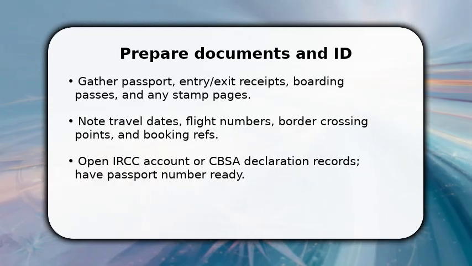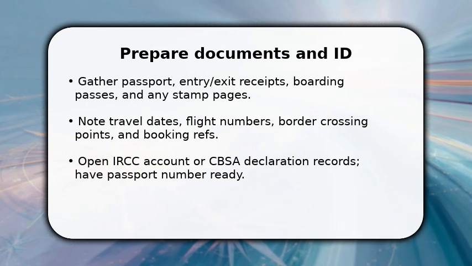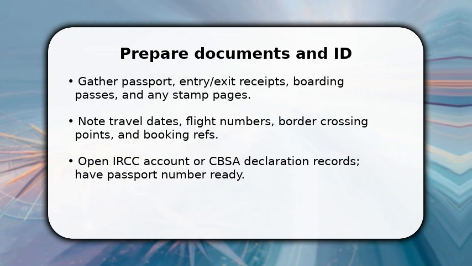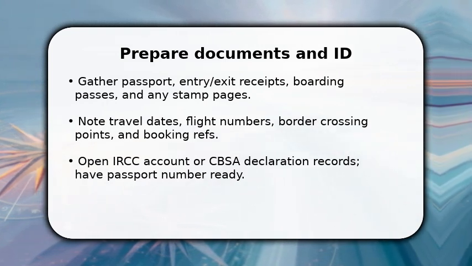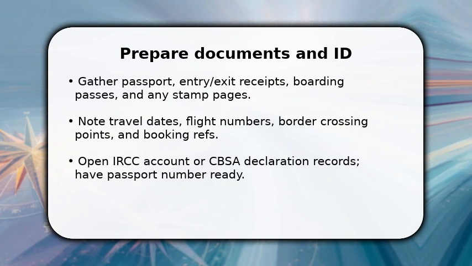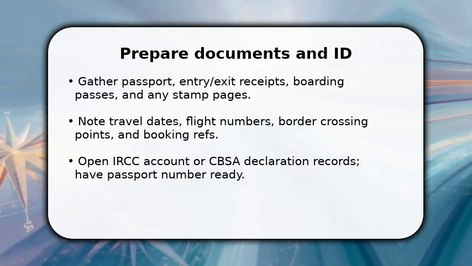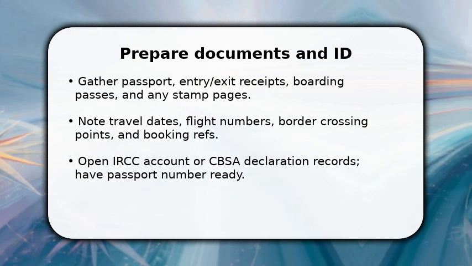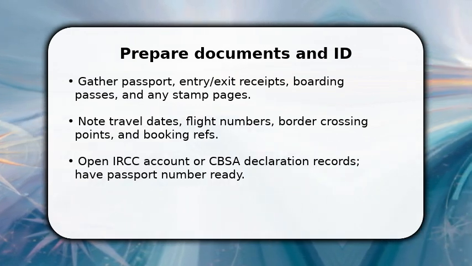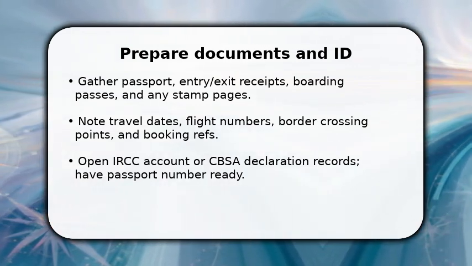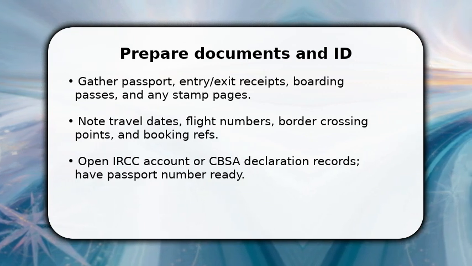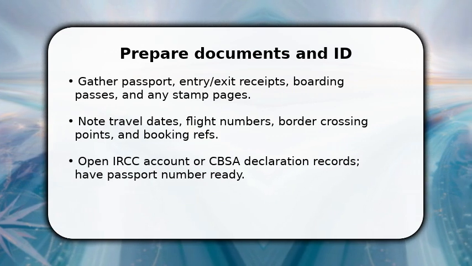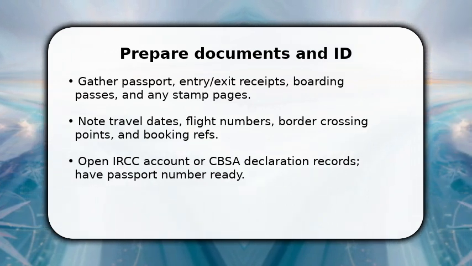You start by assembling the exact identifiers officials use: passport number, travel dates, flight numbers, and stamp pages. Once done, log into your IRC or CBSA account and open any travel history screens so you can compare records. Make sure to photograph the passport stamp pages and save boarding passes as proof. Do this now because having accurate, verifiable details reduces delays when requesting stamp confirmation or corrections from border authorities.